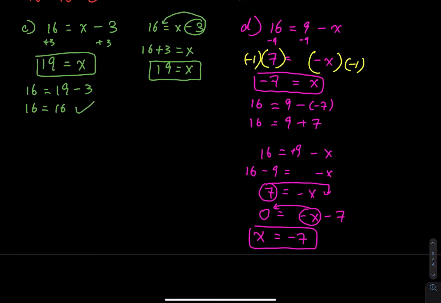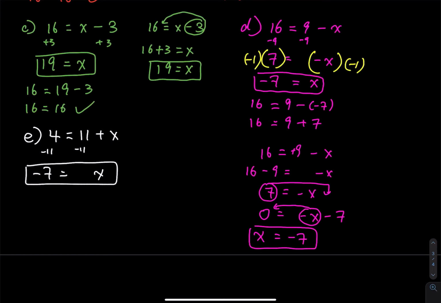So E, we have 4 equals to 11 plus x. So 4 equals to 11 plus x. So I'm going to subtract 11 on both sides. Minus 11 minus 11. 4 minus 11 is equal to negative 7. 11 minus itself is gone. So I have x standing on one side alone.